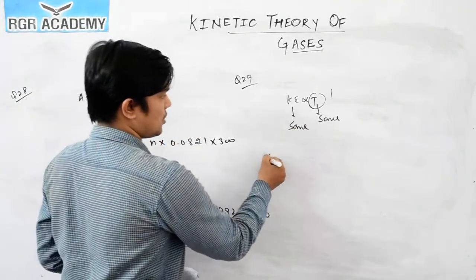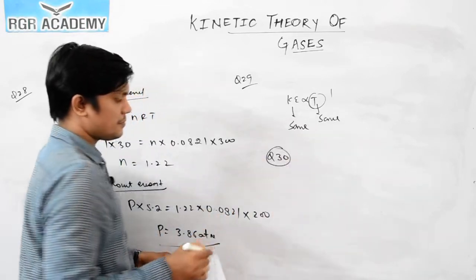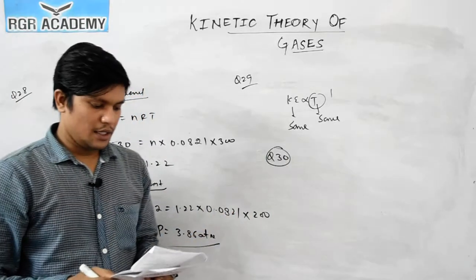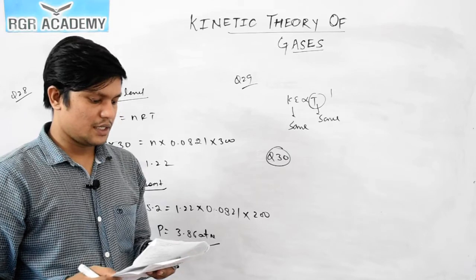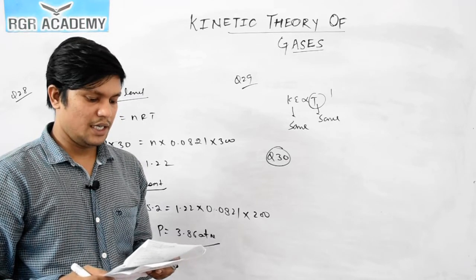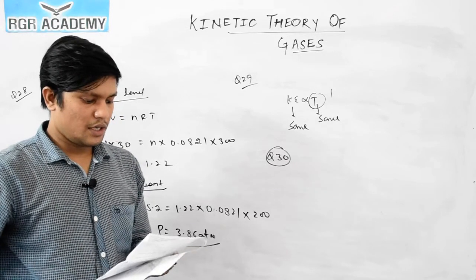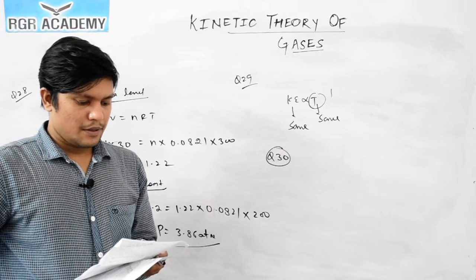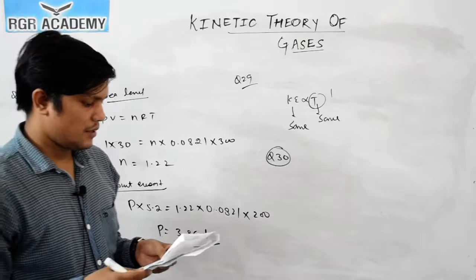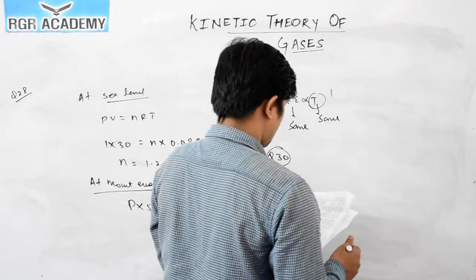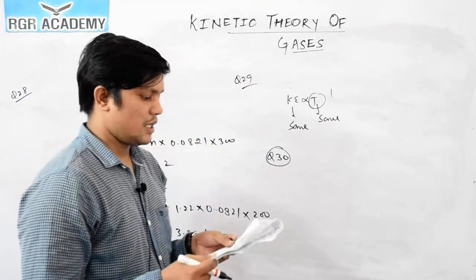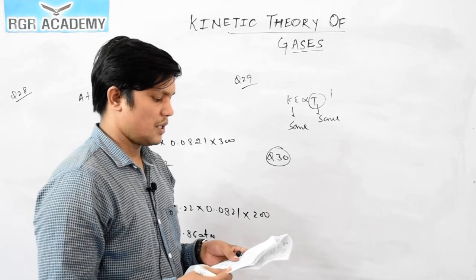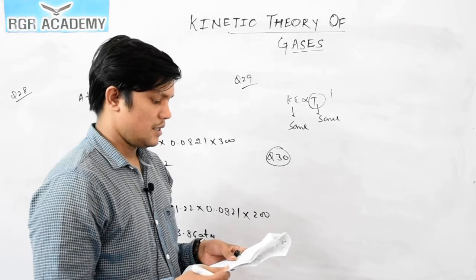Now we will move on to question number 30. In question number 30, the ratio of the specific heat of a gas at constant pressure and the specific heat at constant volume for a diatomic gas is more than that for a monatomic gas.